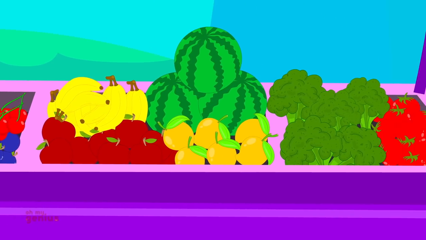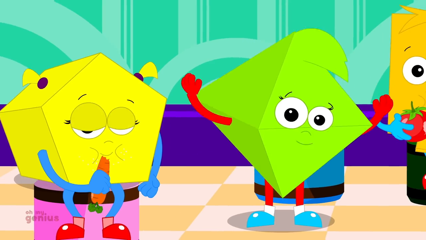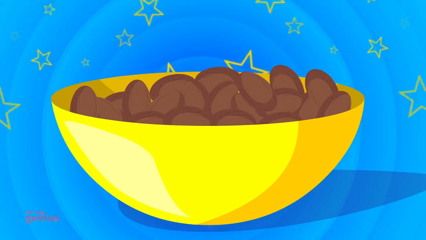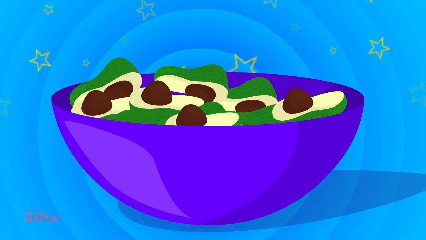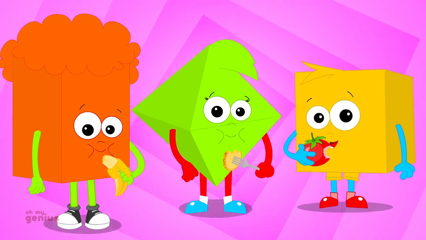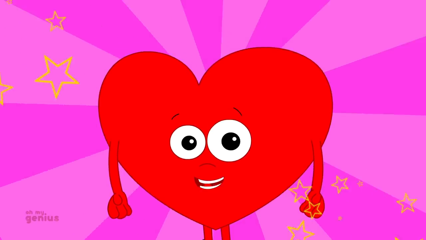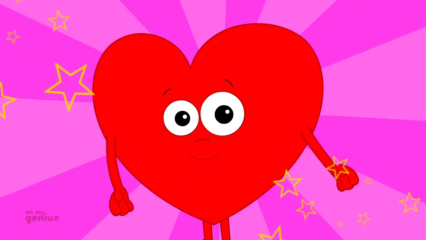Berries, fruits, broccoli, and tomatoes. Eat as many as you can. Let's find them nuts. Walnuts, avocados, eat them up. These are candy for the brain. Let's sing them again. Now you know how to make your brain smart.